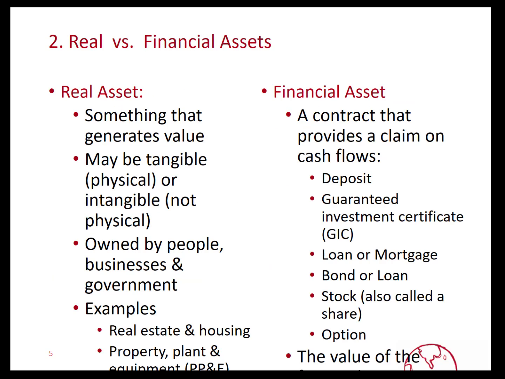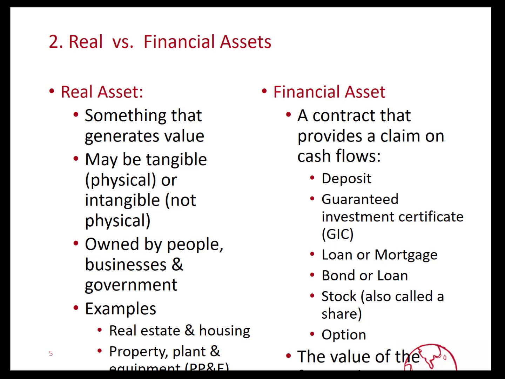We typically classify assets into real assets and financial assets. So a real asset is something physical or intangible that generates value for a company. Could be a building, could be a piece of equipment, but it could be a piece of intellectual property. The same is true for people as well as for the government. We have lots of different real assets, such as real estate or the infrastructure, such as roads and airports.